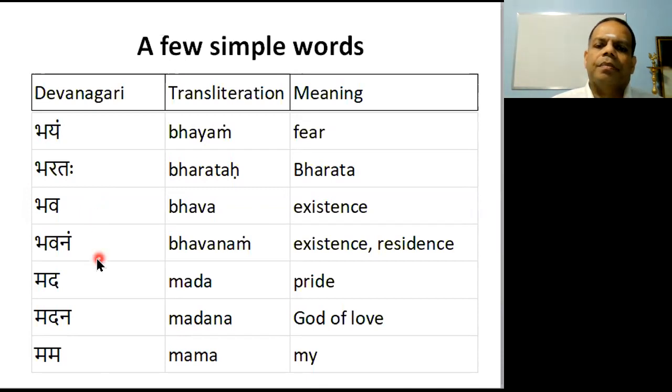The next word is bhavanam. You can see the na and anuswara are added to bhava. Bhavanam means existence. A residence or home is also sometimes called bhavanam. Wherever you stay is called bhavana. We stay in this world, so this entire world is also bhavana. A house is also called bhavana. Or just being, existing somewhere, is also called bhavana.